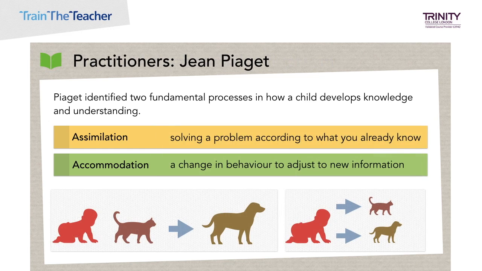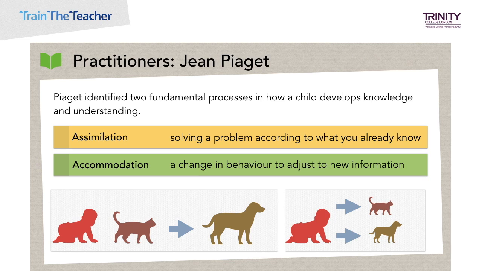Okay, let's clarify. It begins with the child having a mental framework. This is called a schema, and that schema is updated with new information. And the information is updated in two stages. The first, assimilation, involves the child solving the problem according to what they already know. Later, the change is an accommodation, and this is a change in the behaviour that adjusts to that new information. At this stage, the schema is updated.